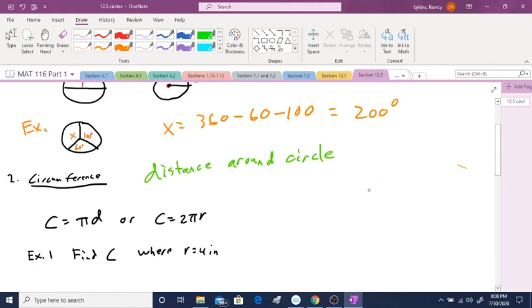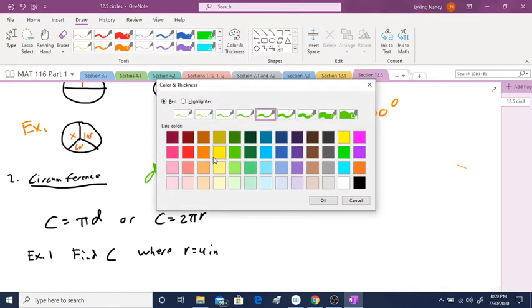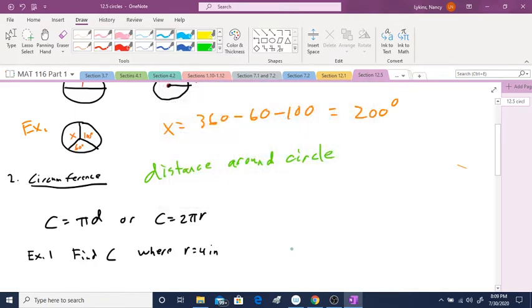So I'll give you an example. Find the circumference where the radius is 4. Well, I'm going to look at the second formula because that's got my radius. So I'm going to say C equals 2 times pi times 4. Now, if they ask you to put this in with significant digits, know that most of these programs are going to use 3.14.